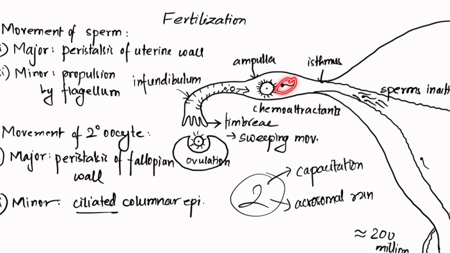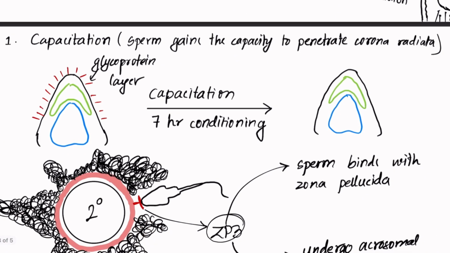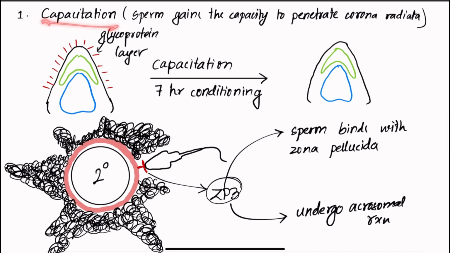The sperm finally reach the ampulla as well, and they are ready for fertilization. However, the sperm is not yet prepared enough to go through the process of fertilization. It has to go through two changes. First, capacitation, and second, acrosomal reaction. During capacitation, the sperm gains the capacity to penetrate through corona radiata. Corona radiata is the crown-like outermost layer of the secondary oocyte radiating outwards. For the sperm to penetrate through corona radiata, it has to go through a 7-hour conditioning process which we call capacitation, where it loses the outermost glycoprotein layer.